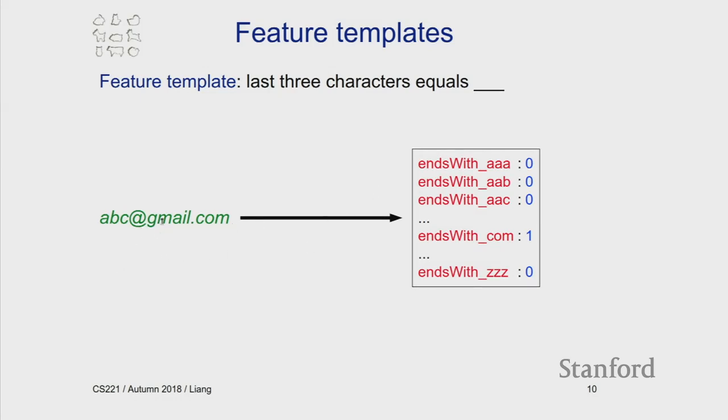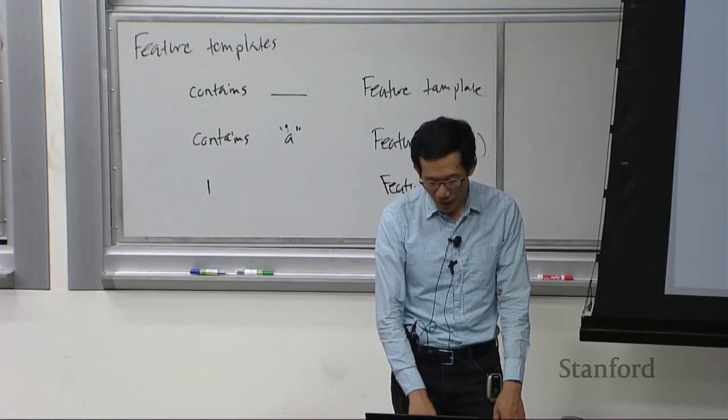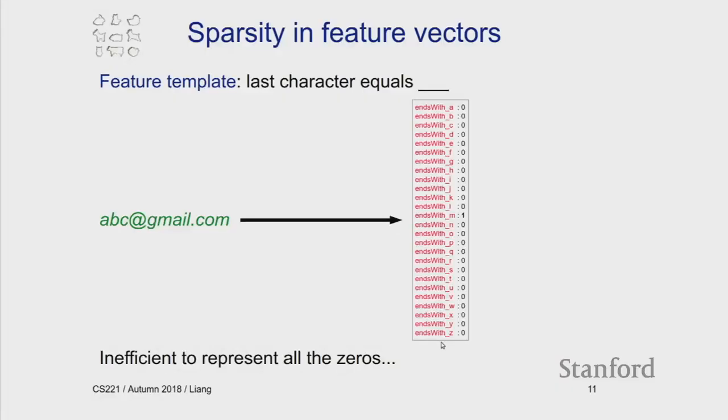All right, so here's a concrete example. If you have the feature template last 3 characters equals blank, then it gives rise to all these different features. Okay. So one note is that you can easily see how, if the number of values of blank is really large, you could have a lot of features. For example, even last character equals blank, you might have 26 different features, but notice that only one of them is going to be 1 on any particular example. Okay, so it's inefficient if you have to explicitly represent this in code.